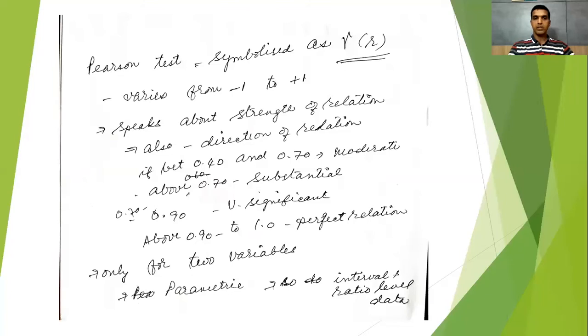Okay, so coming back to this Pearson correlation, which data does it use? As we said, because it is a parametric test, it uses only interval and ratio level data, interval as well as ratio level data. Because it is a parametric test, whereas a non-parametric test will use nominal and ordinal data for comparison. Okay.